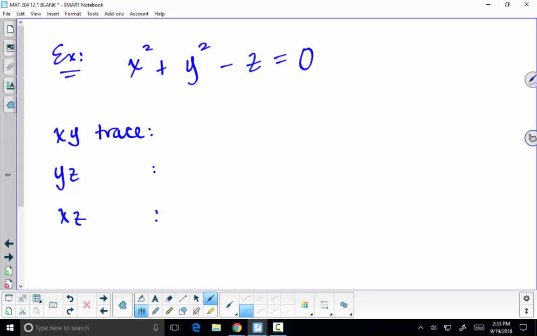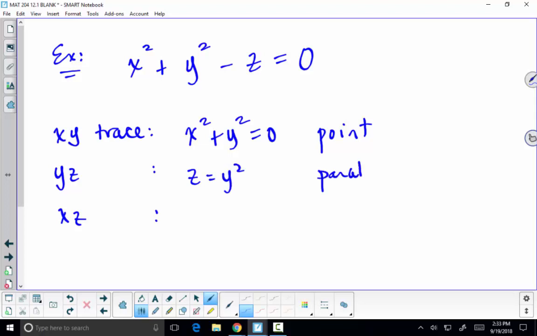Right. So if we look at this trace, we get that, which is just a point. If we look at the yz trace and solve, we get z equals y squared, so that's a parabola. And for the other trace, xz, we let y be 0, and we get z equals x squared. We also get a parabola. So this is going to be a paraboloid.